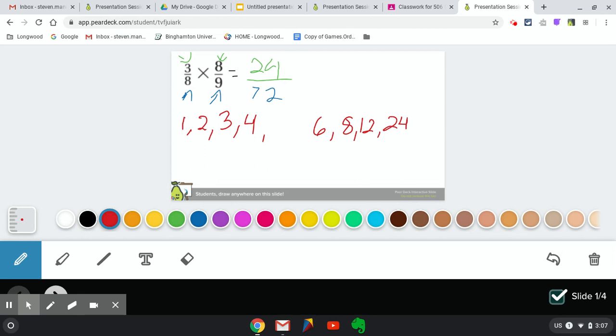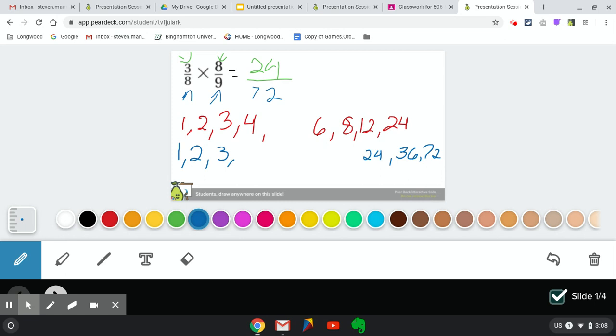72 now we're going to do. That's going to be a lot of numbers, okay? So we're going to start the same way. I'll have 1 and 72. And then I know it has to be 2 because 72 is an even number, right? So 2 times 36. Now, 3 times 24 also gives me 72.